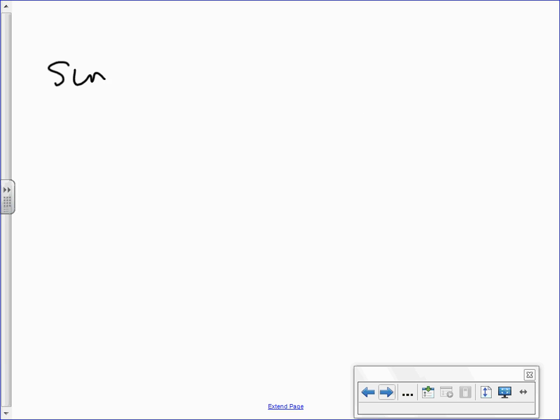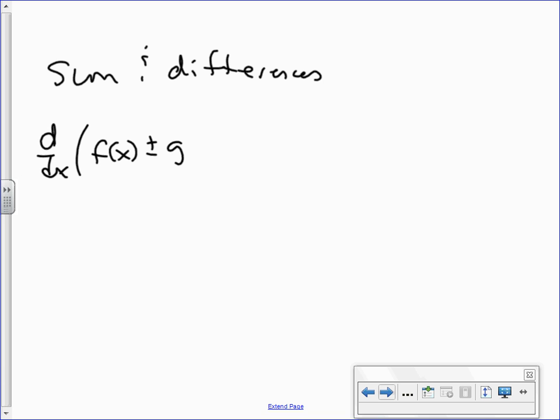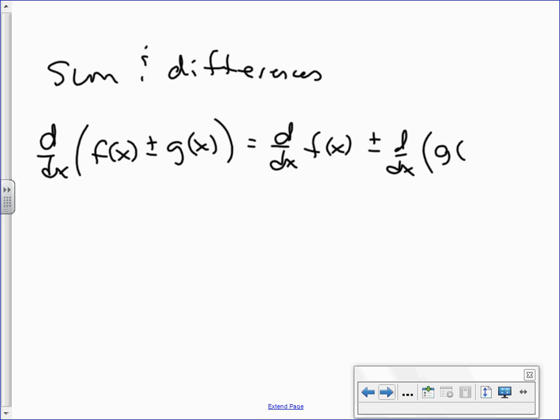Next thing is sums and differences. So I know you all remember that if you take the derivative of a sum or a difference, that you can simply take the derivative of each function and add the derivatives together. You can either add or subtract the functions and then take the derivative, or you can take the derivatives and then add and subtract the derivatives. You get the same answer.